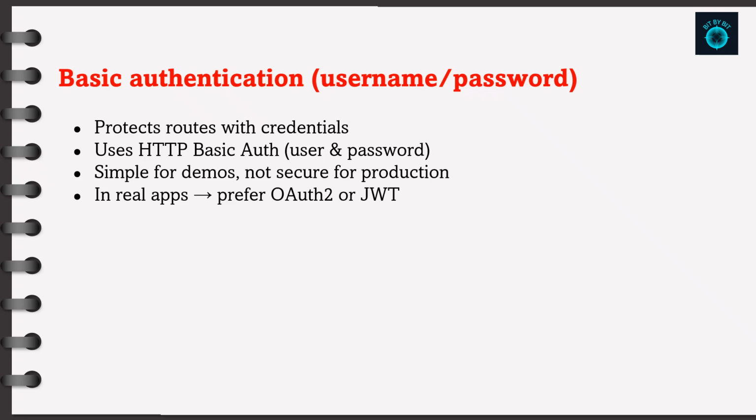When a protected endpoint is called, FastAPI automatically checks the provided credentials. If they're missing or wrong, it returns an unauthorized error. This is fine for demos or internal tools, but it's not recommended for production. Passwords are sent in plain text unless HTTPS is used, and there's no session management. For real-world systems, OAuth 2 with JWT tokens is the more secure choice, which we'll cover next.